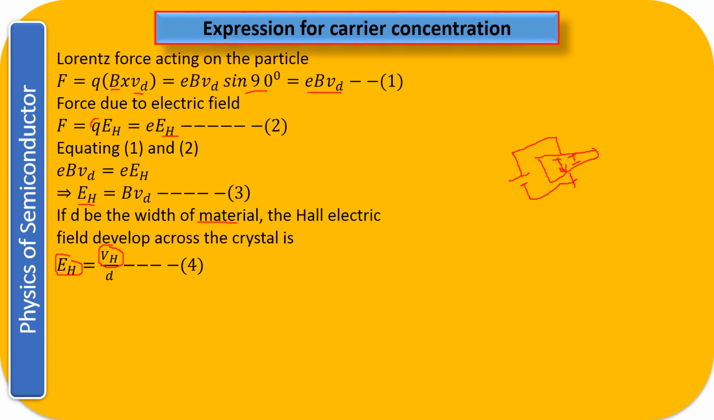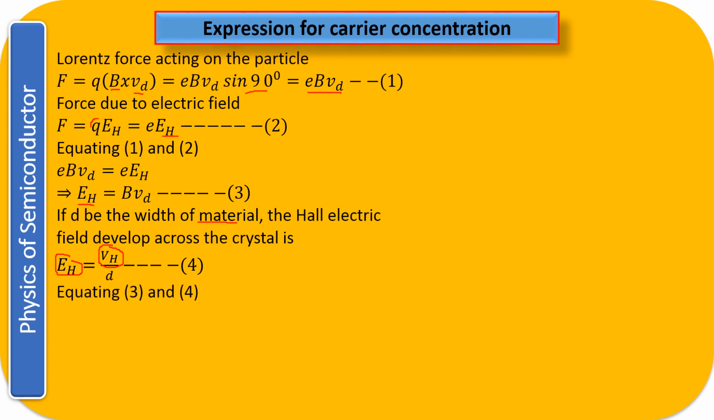And this electric field we will call EH, right? And because of this a voltage has got developed. If D is the thickness of this, if this is your D, then EH equal to VH upon D. This is the value of the voltage that has been developed across this.